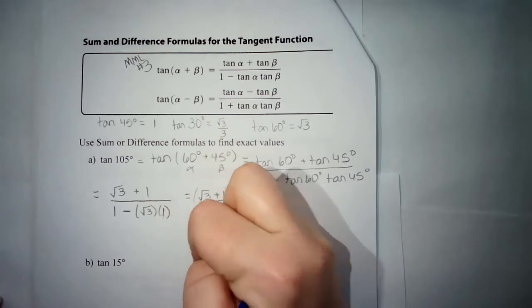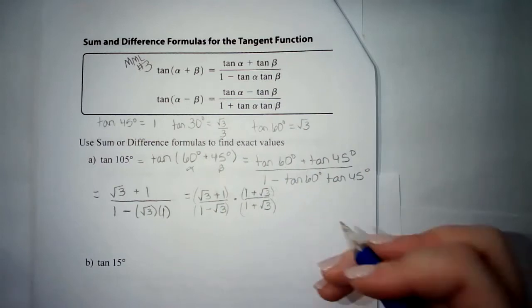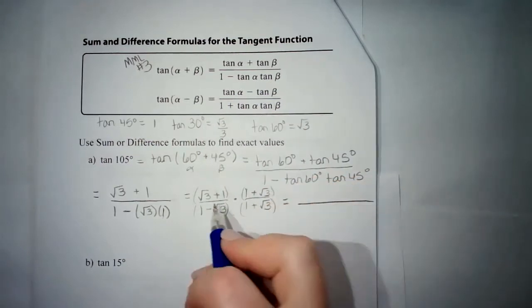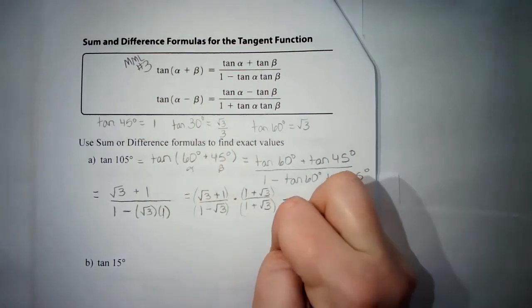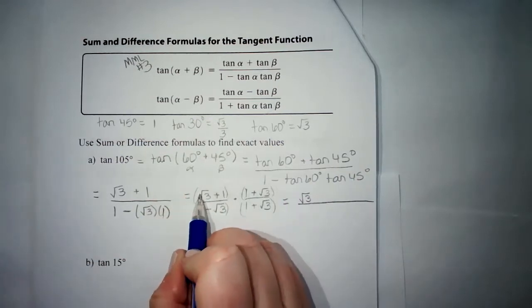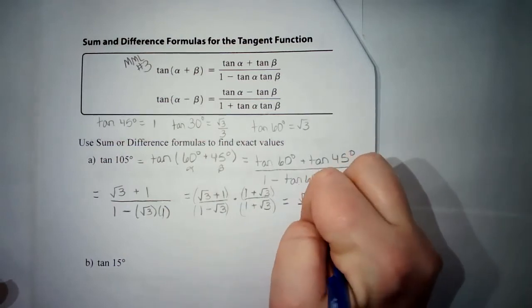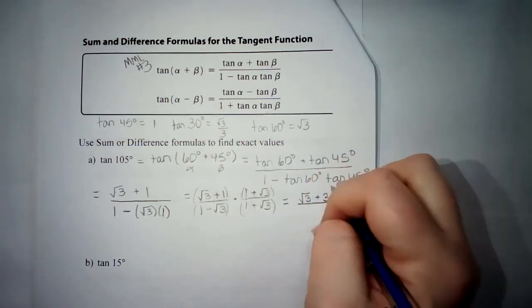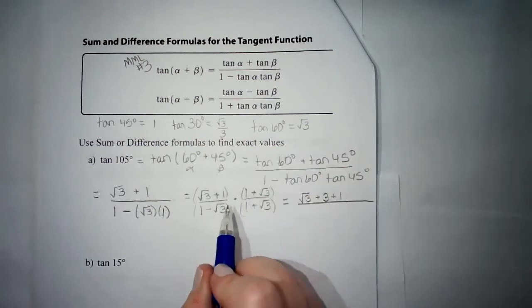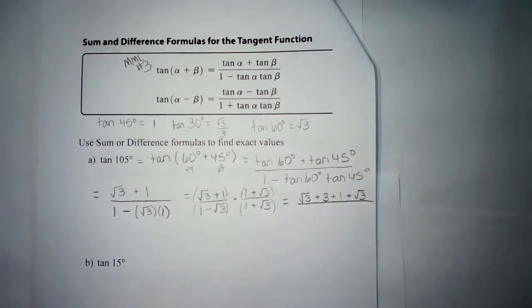All right, if we seal everybody off so we don't lose them, we have a big FOIL situation. We can do this. Let's FOIL. So we're going to have square root of 3 times 1. Then I'm going to have square root of 3 times square root of 3. What's that? 3, right? Then I'm going to have 1 times 1. And then I'm going to have 1 times the square root of 3. So there's my top.